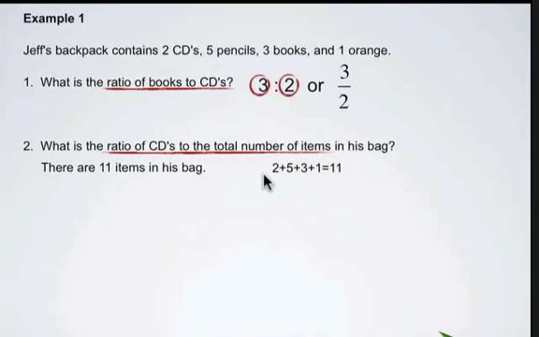Now we need to create this ratio. Again, we're talking about the number of CDs. So we have 2 CDs and 11 total items. So if we're writing the ratio of CDs to total number of items, place the CDs first, then the total number of items, and you have a 2 to 11 ratio. Or of course, it could be written in fraction format as being 2/11.